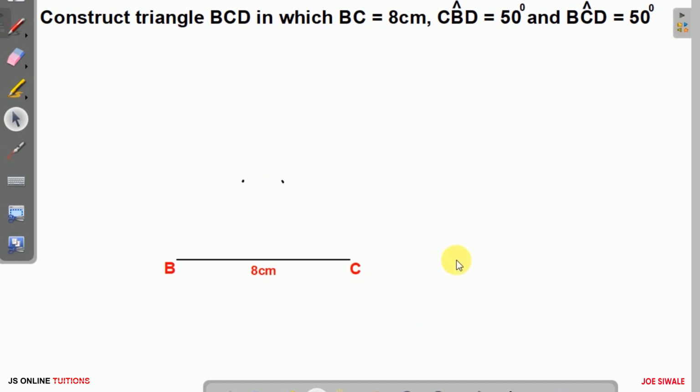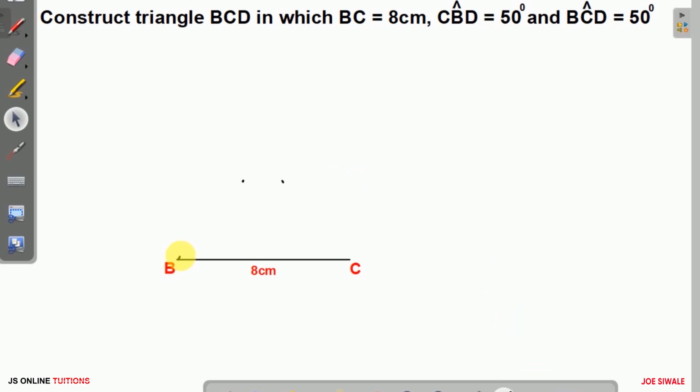Then the next thing that we're going to do, we're going to construct one line that will start at B. Then it has to pass through this 50 degrees dot that we had drawn. And we know that our side D is somewhere here. We're going to do the same with the line that will start at C. So it will start at C, then it has to pass through this dot. So let us construct those lines.